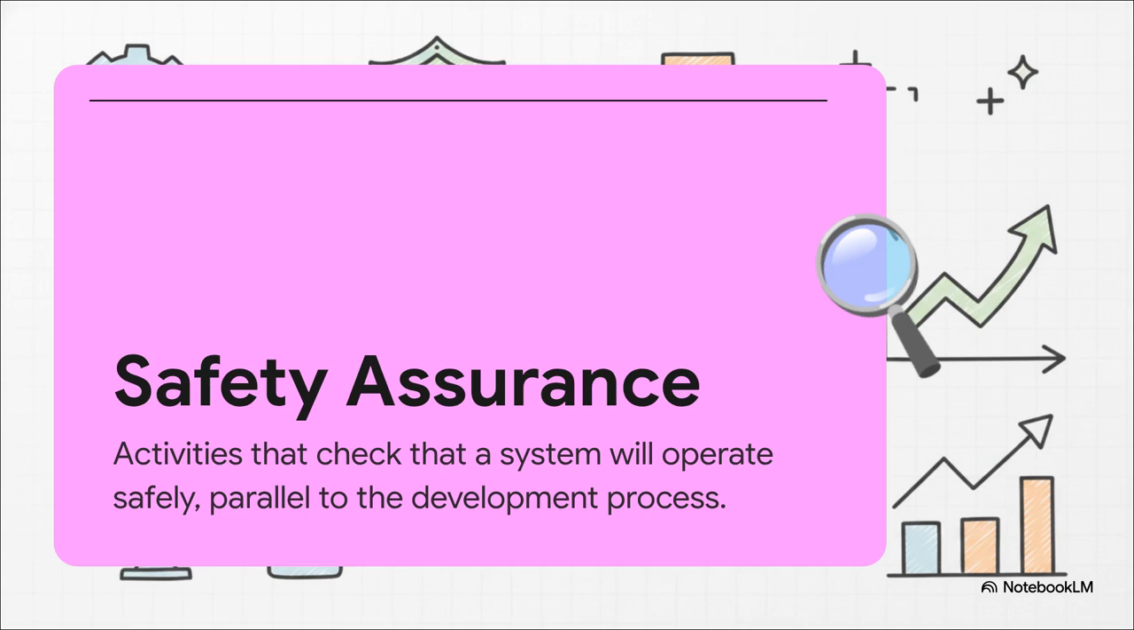Think of it as a set of activities running parallel to the standard software development process to absolutely guarantee that a system will operate safely. It's kind of like a shadow process. While your developers are busy writing code and building features, your safety assurance team is constantly running alongside them, checking, verifying, and constantly asking, wait, could this feature cause harm? And these activities must be thoroughly documented, because this documentation forms the very evidence that gets handed over to regulators.